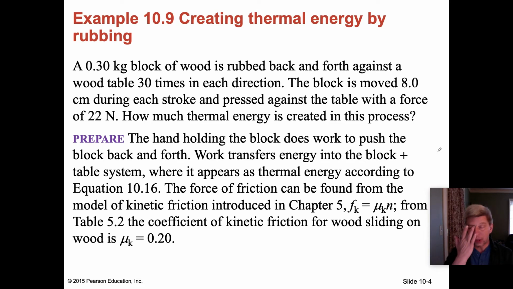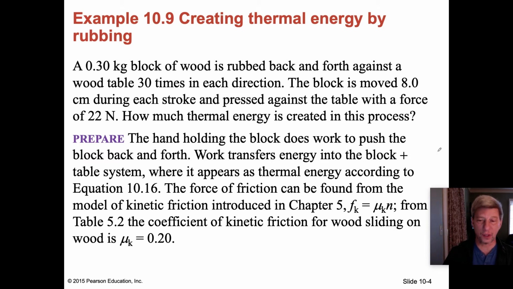So how do we look at this? The hand holding the block does work to push the block back and forth. So you're moving it back and forth here, doing work on it. That work transfers energy into the block and the table system, where it appears as thermal energy according to the equation that we just talked about in the previous slide.